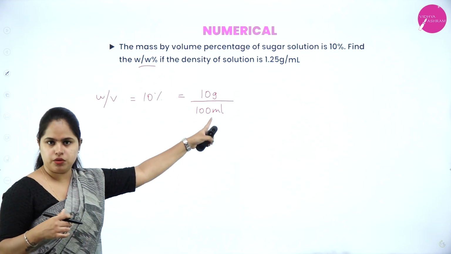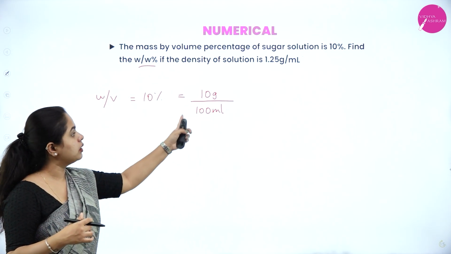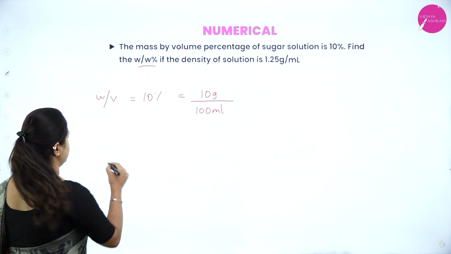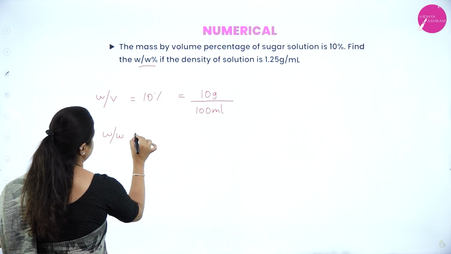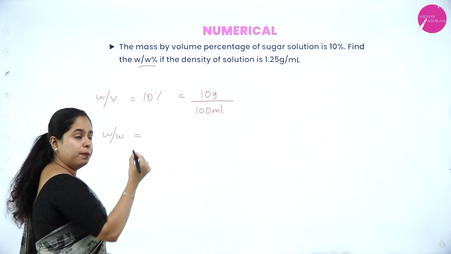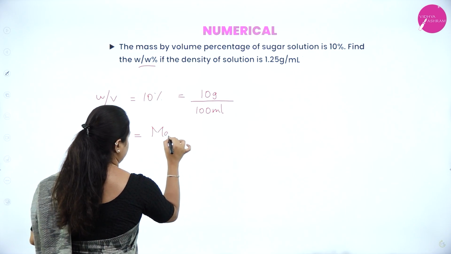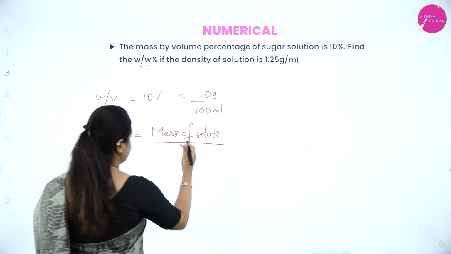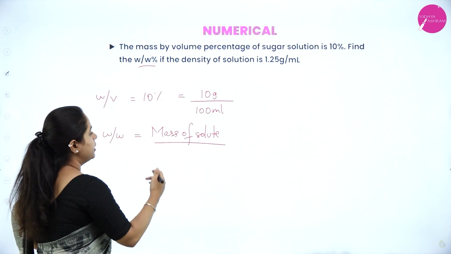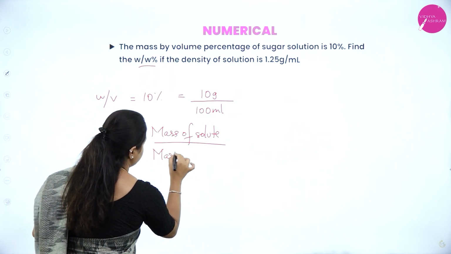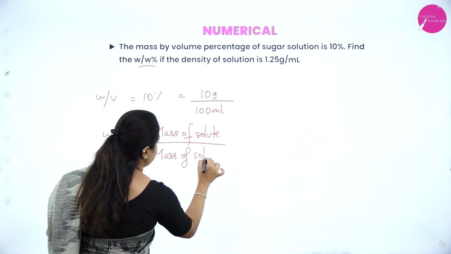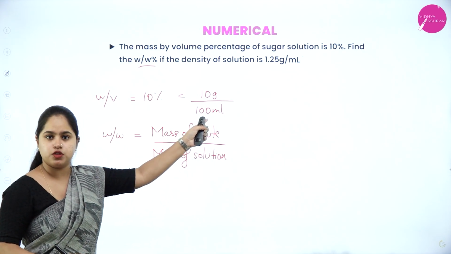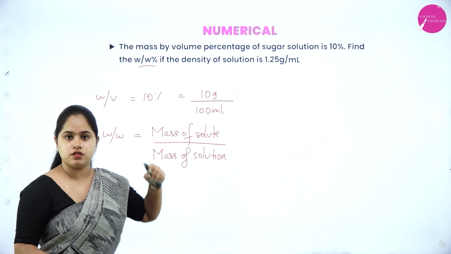Yes, mass of solute is given, right? And the volume of solution is given. But to calculate mass by mass percentage, what do we require? Mass of the solute, yes, that is already here, that is 10 gram, and mass of solution we require, right? The total mass of the solution is required. Yes, we have the total volume of the solution, but we do not have the total mass of the solution.